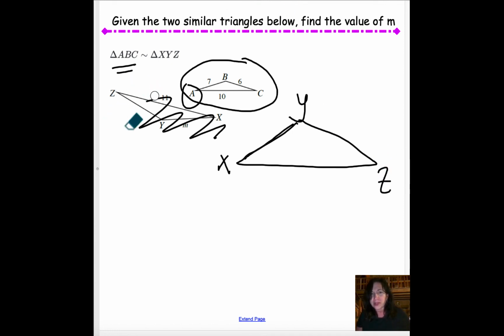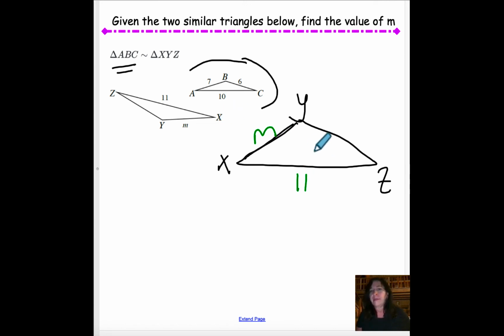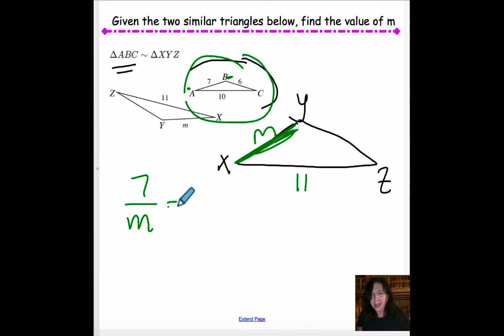And now I'm going to erase this because I've actually got to plug in the values of my sides. In doing that, I get XY is M, and ZX is 11. So now I'm using this triangle, so I'm saying I have to find M. So you're going to go 7 is to M. You've got to do this corresponding side, right? So 7 is to M as, you're not going to use 6 because there's no side here, so you're going to use 10 is to 11.